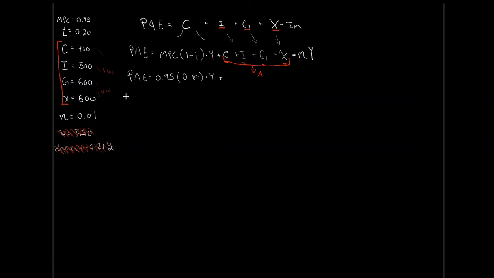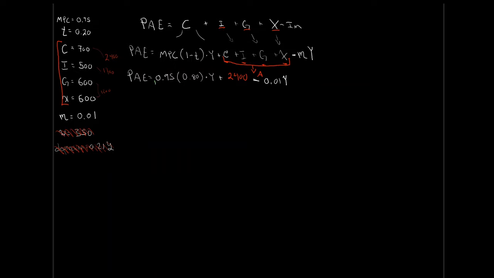And then 1,707, well, that's going to be 2,400. So there we go. We have our total autonomous expenditure. So let's add that in there. Finally, we have these imports kicking around. So we would go minus MY. Well, M is 0.01Y. So working through this, what do we have?